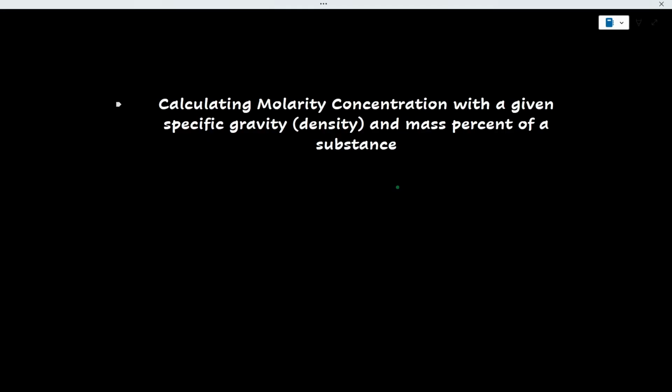First, we are solving for the molarity. Molarity, as we know, is M or mole per liter. So this is our target unit, the concentration unit that we will find based on a given specific gravity and mass percent. First, let's talk about specific gravity.